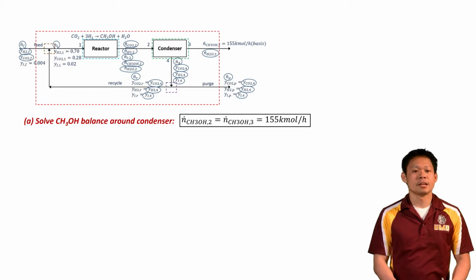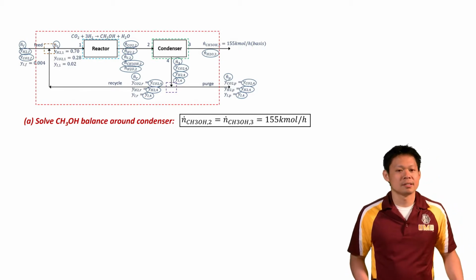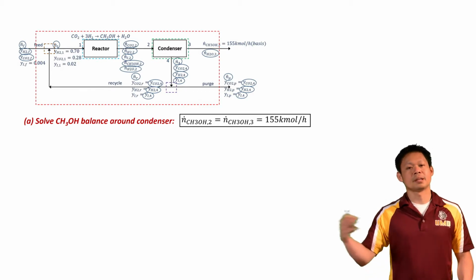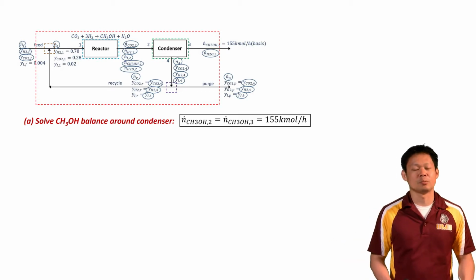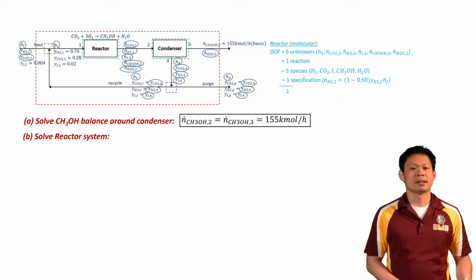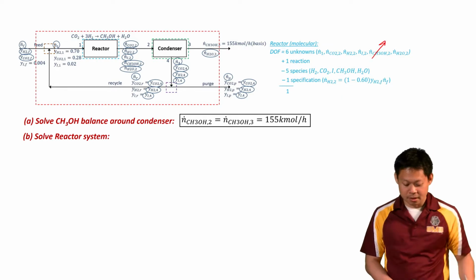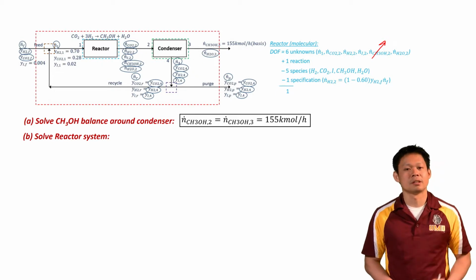All right. The first step, solve the methanol balance around the condenser. Simple, in is equal to out. The methanol coming out of the reactor is the methanol that's coming out in the condenser. It's 155 kilomoles per hour. Now it drops the reactor degree of freedom down to 0 because now this is no longer an unknown, which means we only have 5 unknowns. It drops it down to 0.